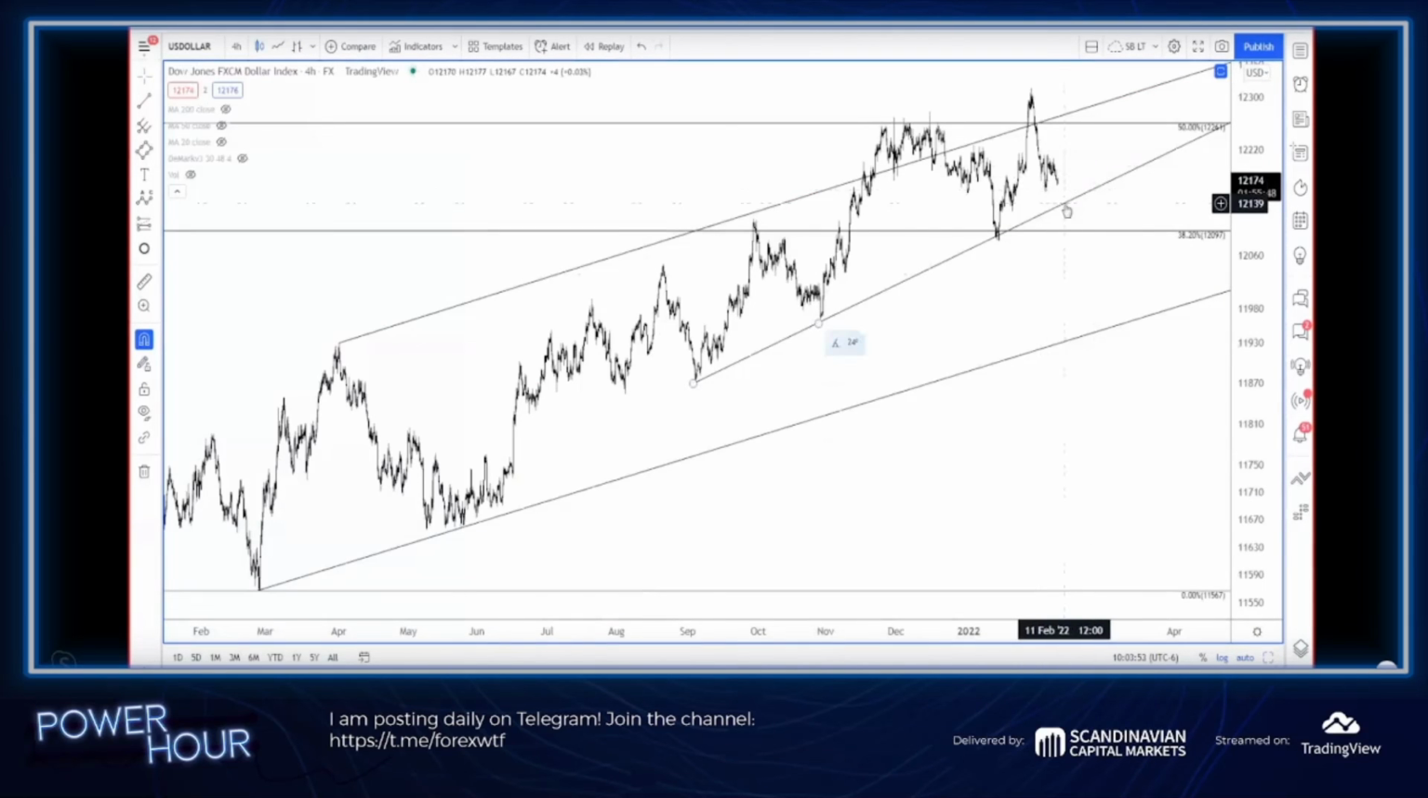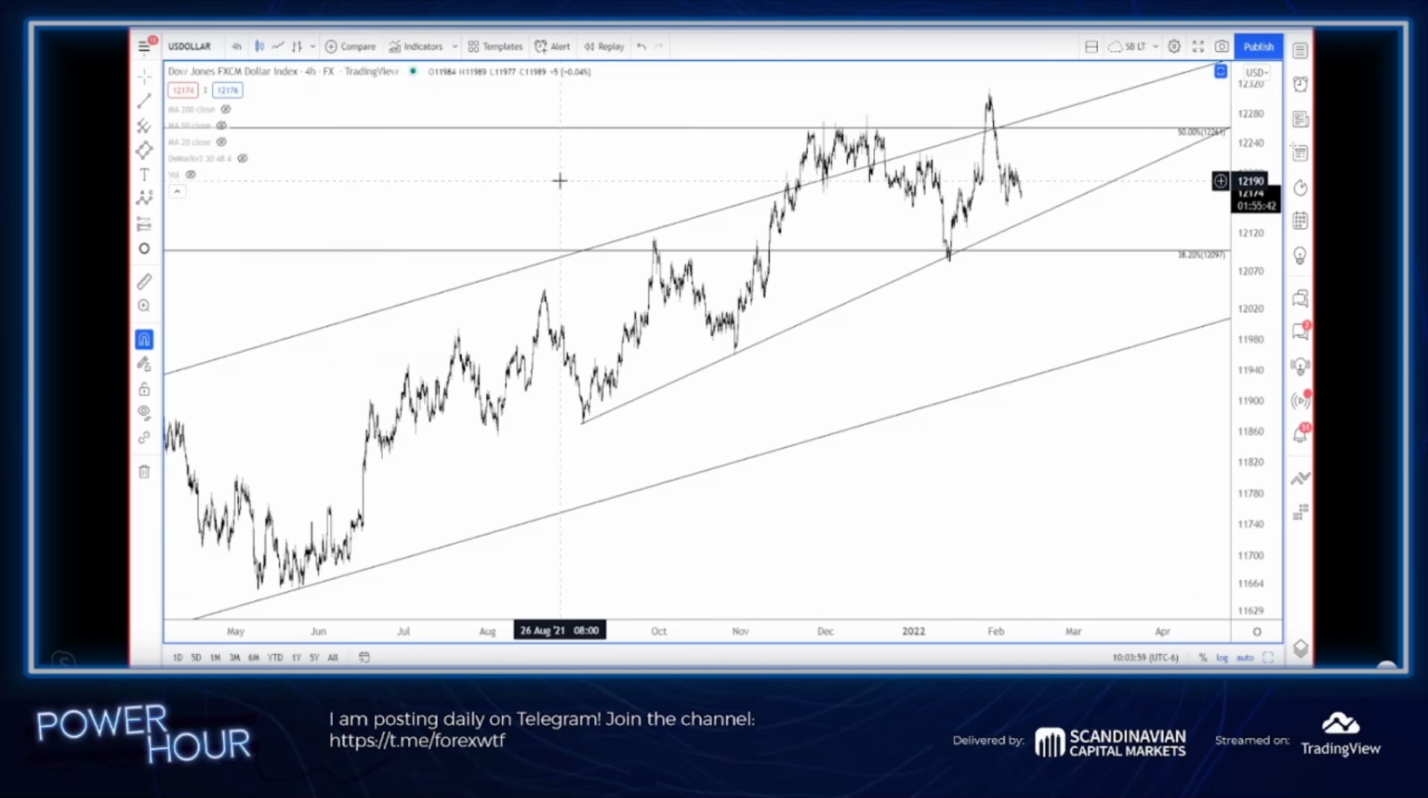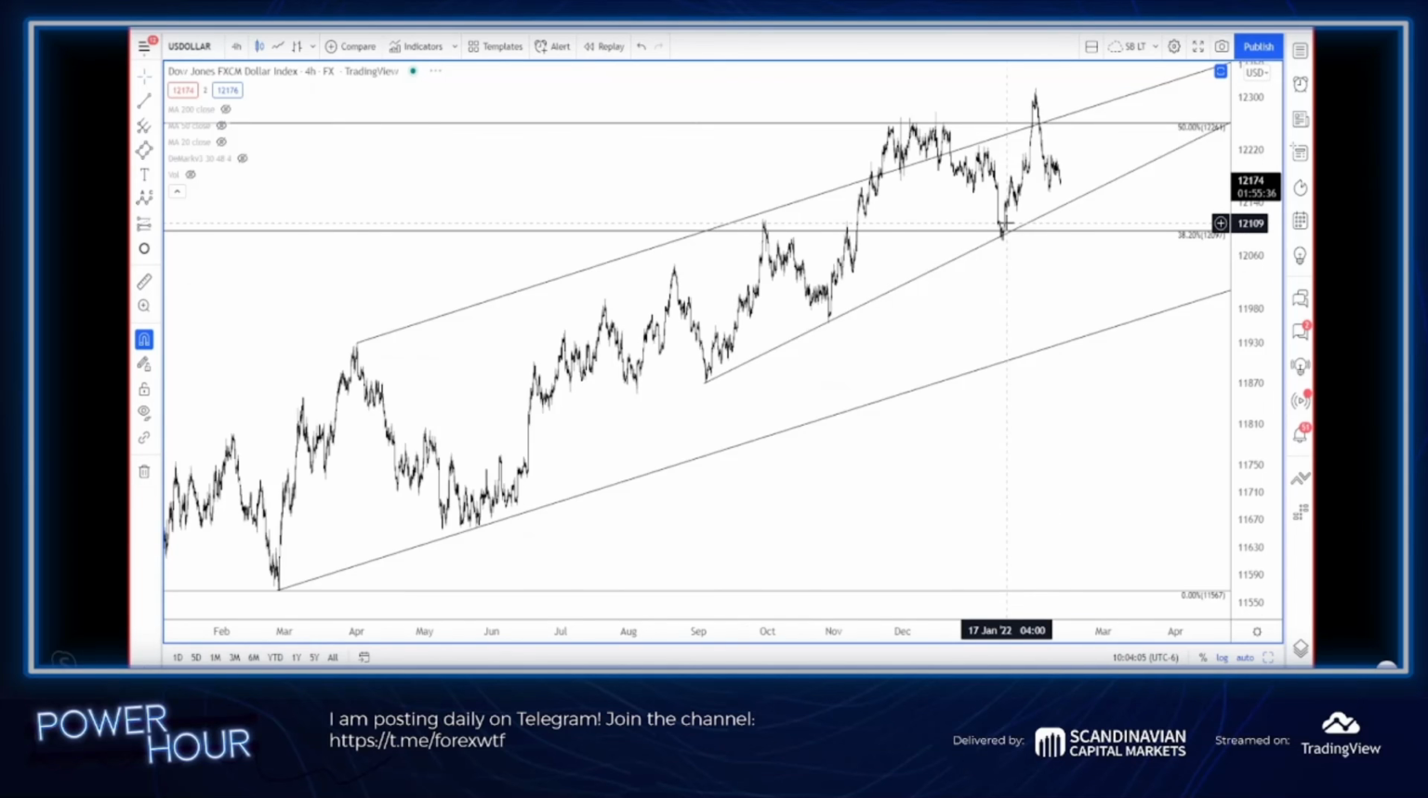Until then, we could really go sideways and do kind of whatever, frankly, be a really boring market after this reversal off the top. So yeah, just pay attention to that level right there. Okay.